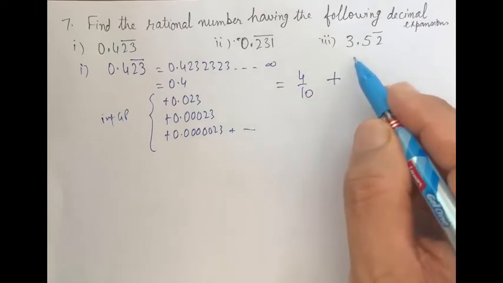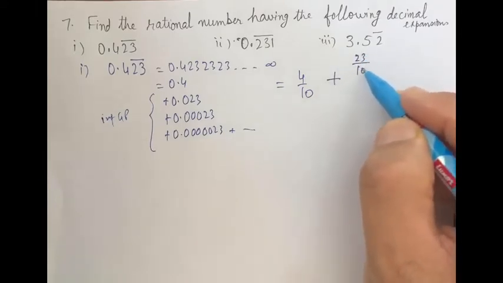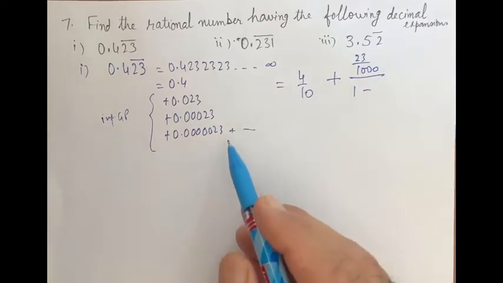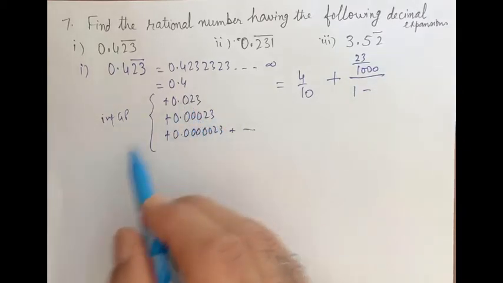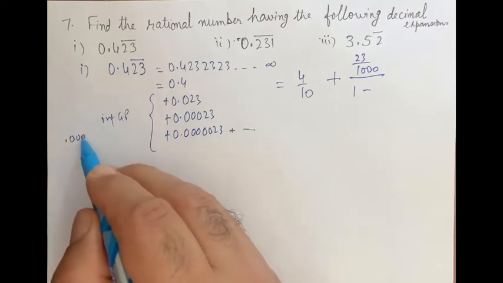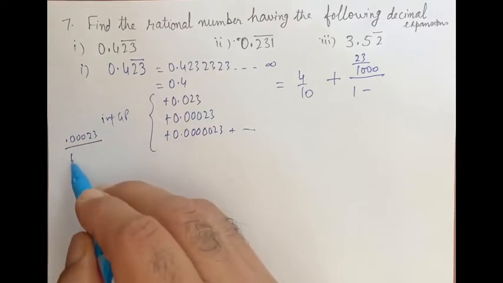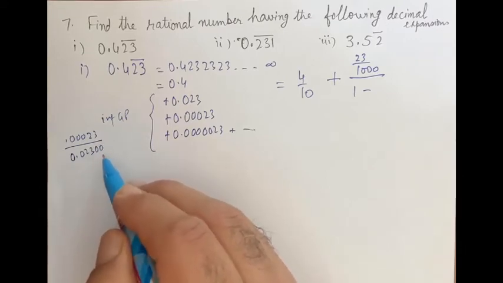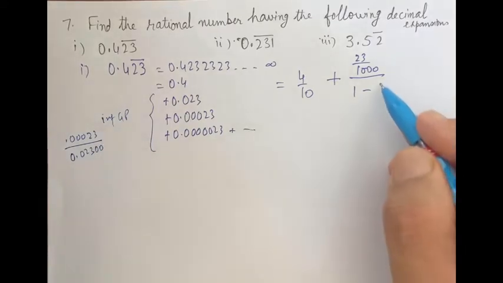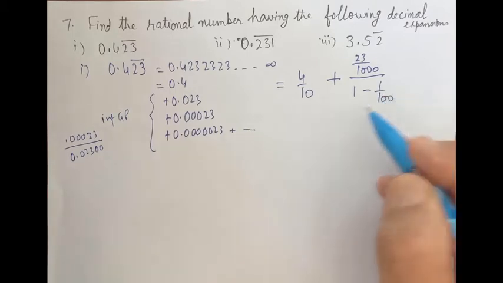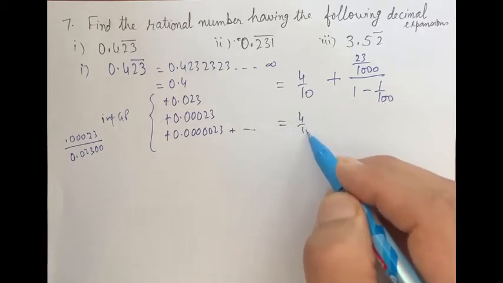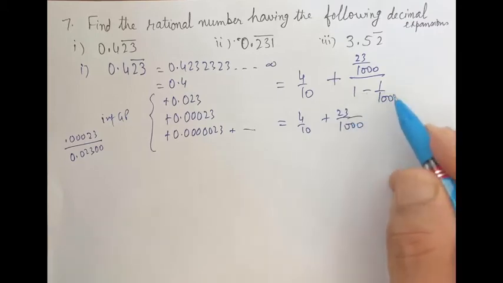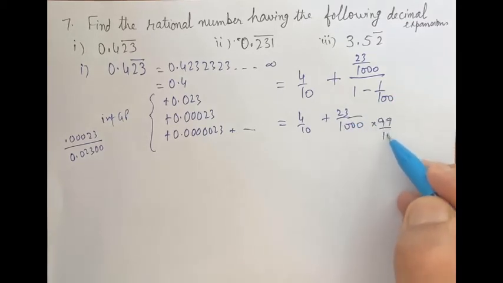So this is first term 23 upon 1000 upon 1 minus common ratio. The common ratio is this upon this, 0.0023 upon 0.023. So this is 1 by 100. This is 4 by 10 plus 23 upon 1000. 1 minus 1 by 100 is 99 by 100.